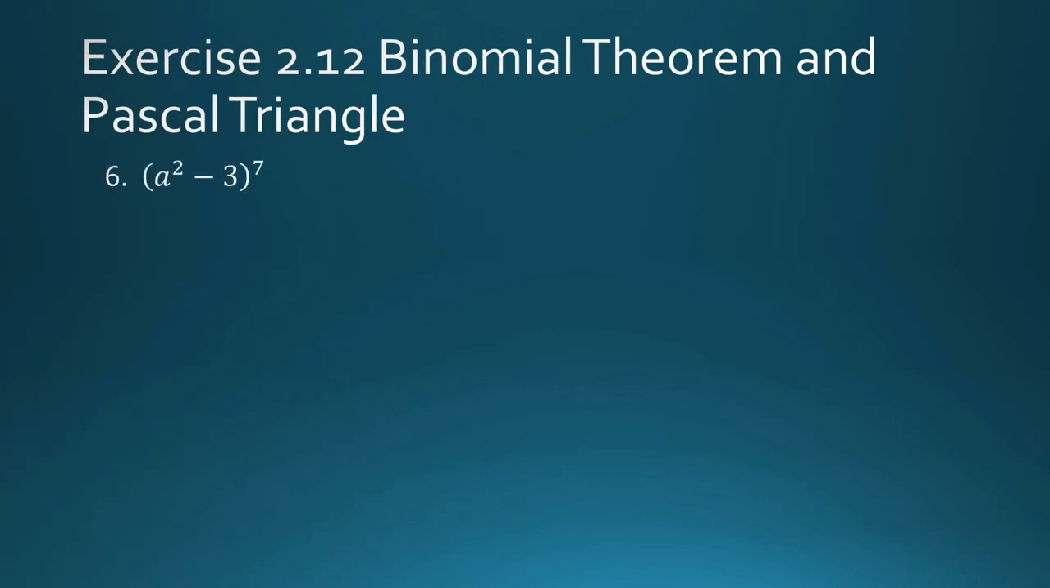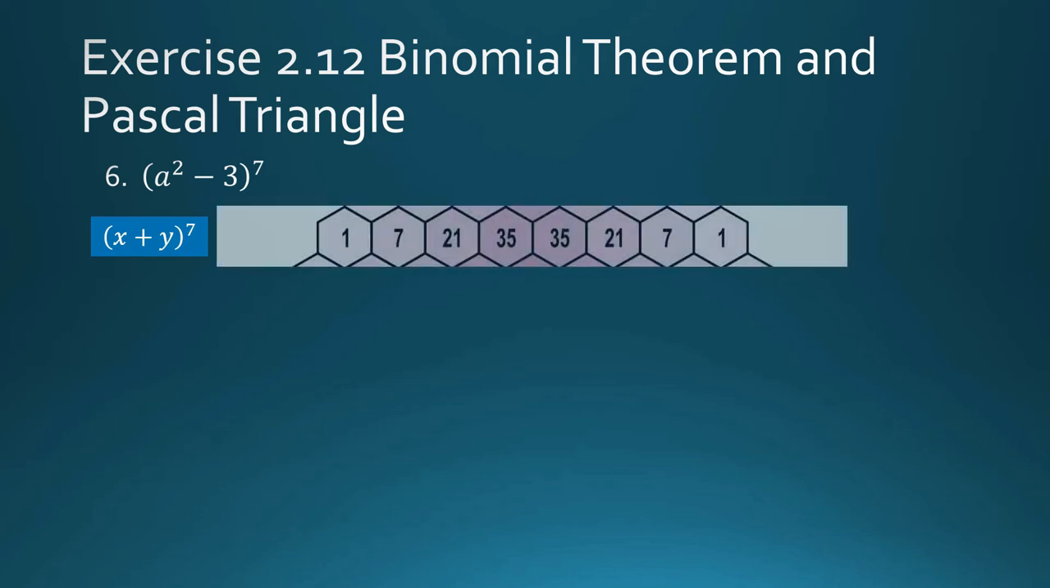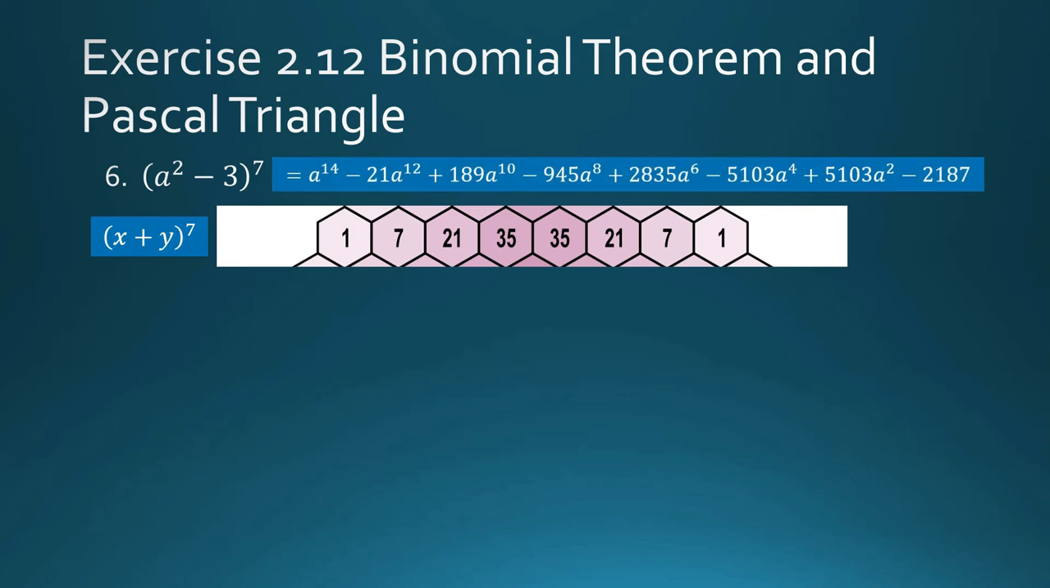Expand a squared minus 3 raised to 7. So we shall go to your Pascal triangle and we shall look for the numbers that go with the 7th degree polynomial. And these are the numbers. So I'm going to show you the answer. This is the answer. So I will just write the preliminary solution and I will leave it to you to finish it with the help of your calculator.